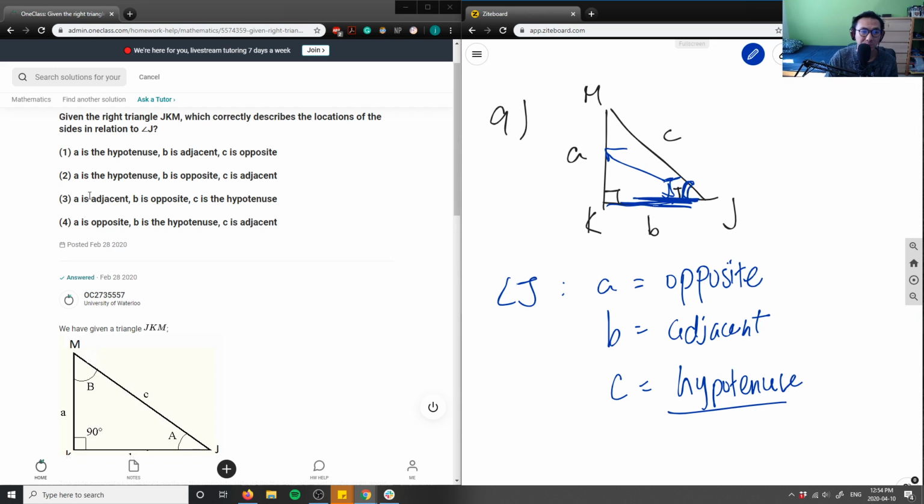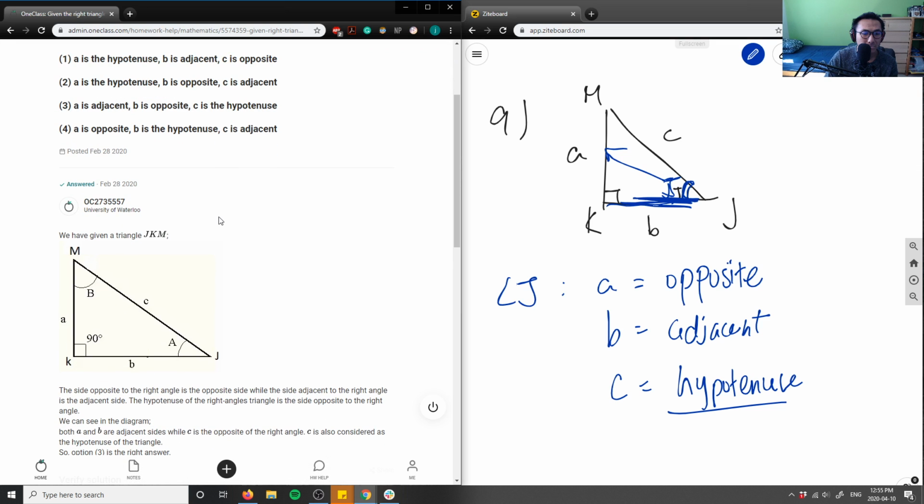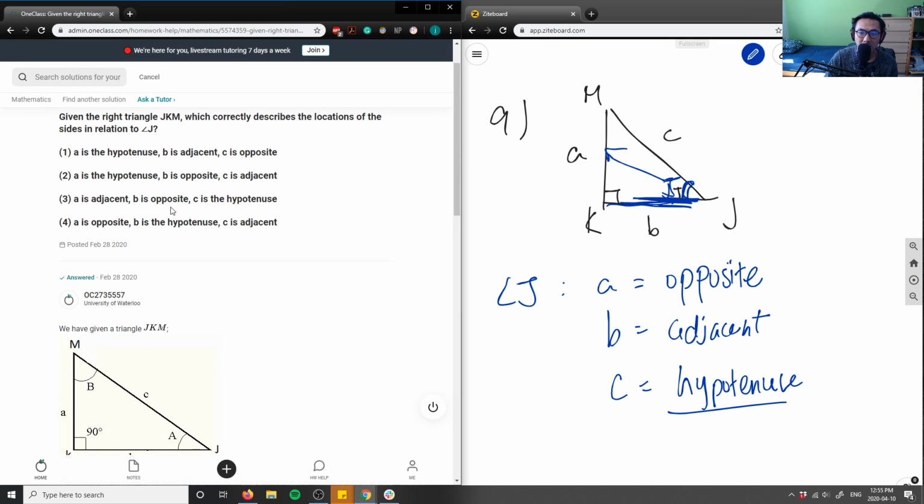And then I have to find which option matches. A is opposite, B is hypotenuse, B is adjacent, C is hypotenuse. So let's see here. A is opposite. That's good. B is hypotenuse. Or no, B is adjacent here, in relation to angle J. B is opposite angle J. Wait, this is in relation to angle J. None of these answers are correct.